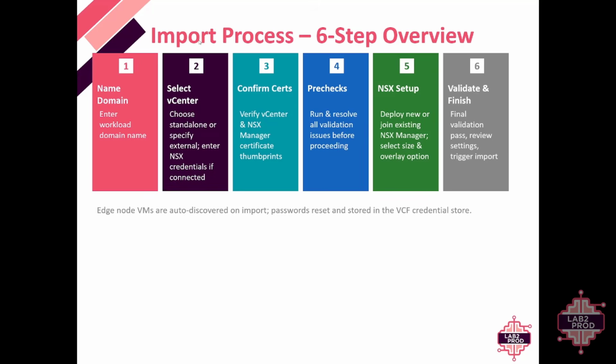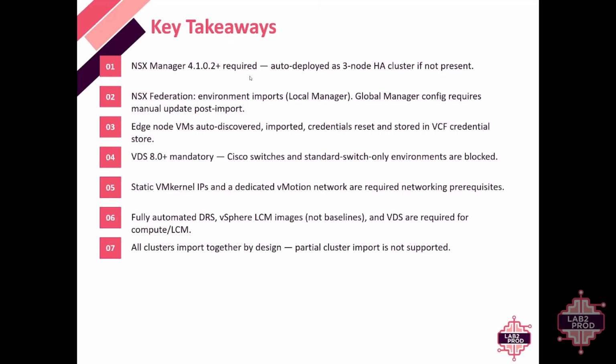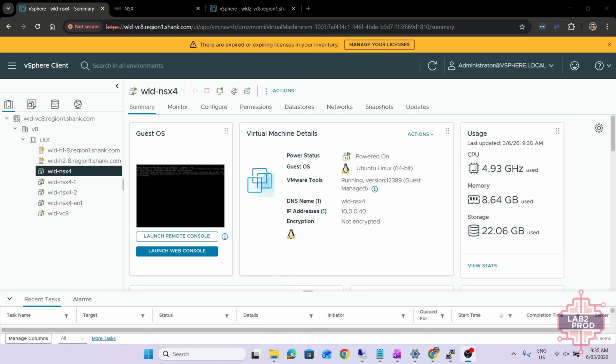From a high level process, we enter the details. We select the vCenter that you want to link to and also NSX if you've got one. It goes to the next point. You'll see all this in the demo as well. Confirm certs, you do your pre-checks, your validation, you set up NSX or you join an existing one, and then your import completes. The process to import actually doesn't take that long. Some key tips. I won't read through all of these, but in your own time, if you need to, go through this as well.